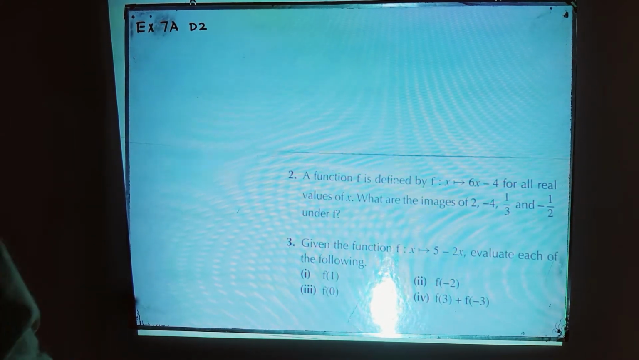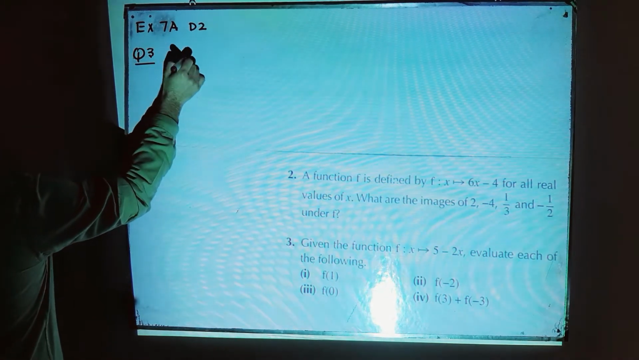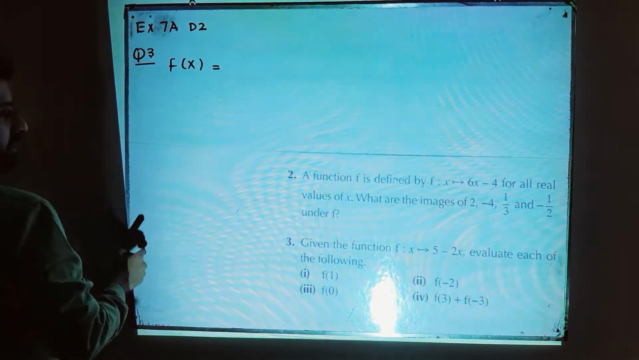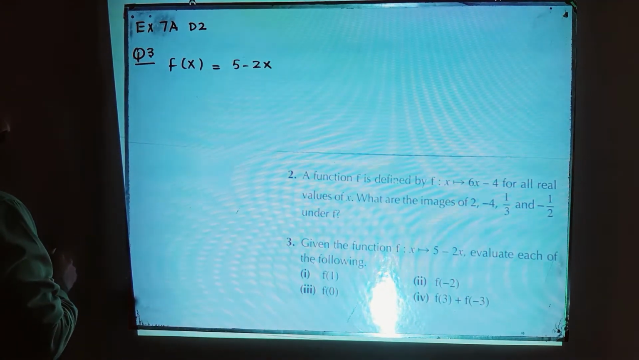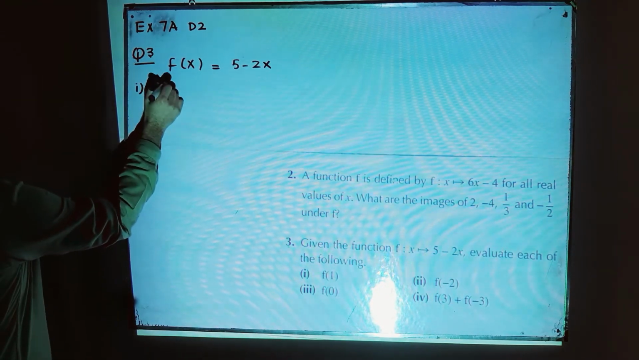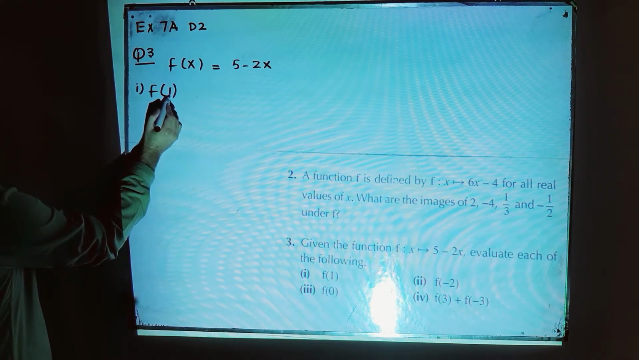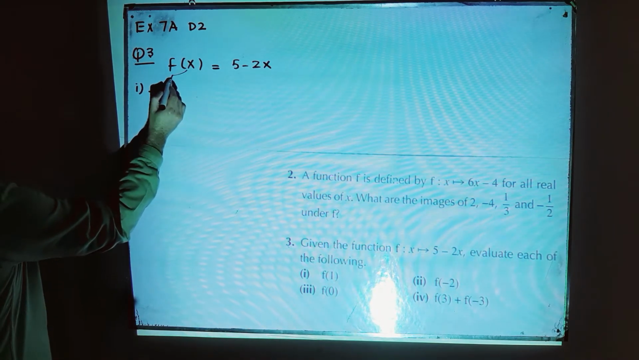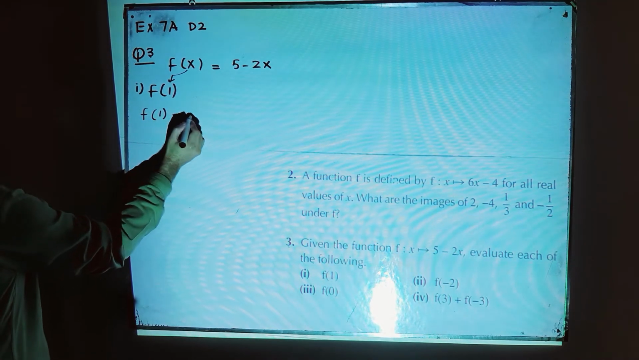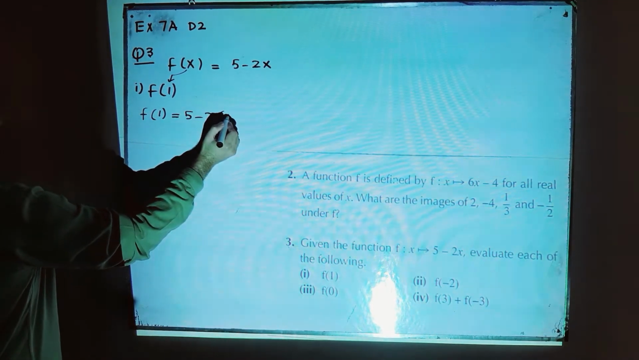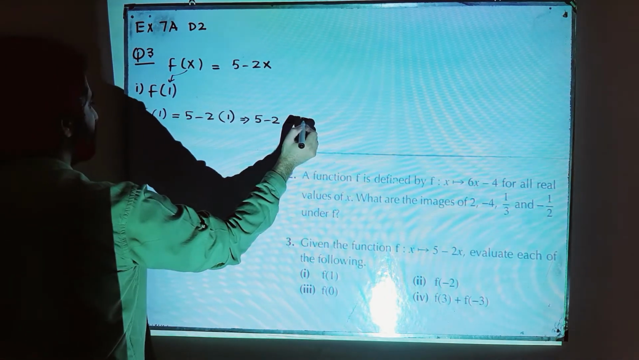Then we have question number 3, given that the function f x is 5 minus 2x. Evaluate each of the following. Number 1 is f1. Now that means you have to use x equal to 1. In place of x, we have to use 1. So in place of x, I am using 1. 5 minus 2, in place of x, use 1. That will be 5 minus 2 equal 3.